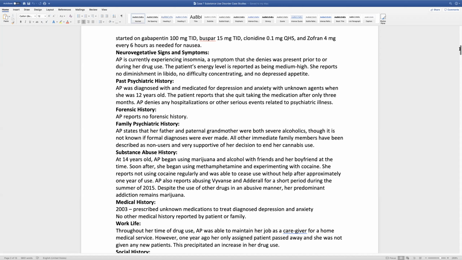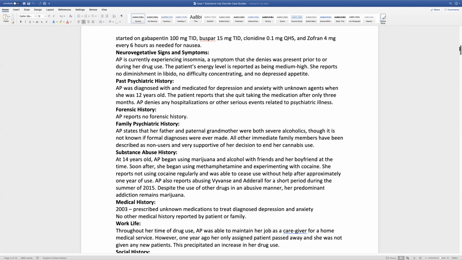Past psych history: AP was diagnosed with and medicated for depression and anxiety with unknown agents when she was 12 years old. The patient reports that she quit taking the medication after only 3 months. AP denies any hospitalizations or serious events related to psychiatric illness. No forensic history. Family psych history states that her father and maternal grandmother were both severe alcoholics, though it is unknown if formal diagnoses were ever made. All the other immediate family have been described as non-users and very supportive of her decision to end cannabis use.